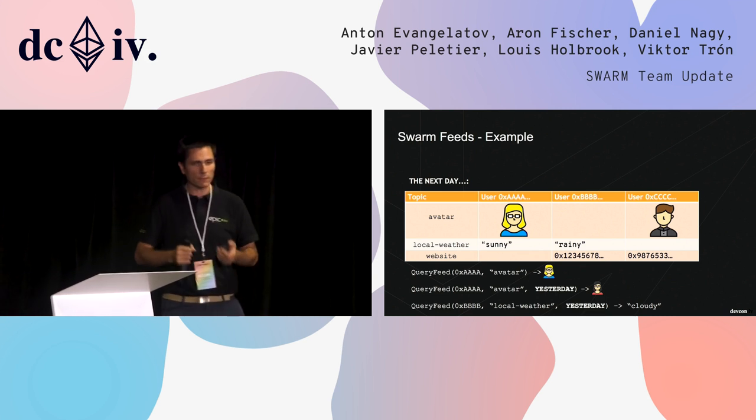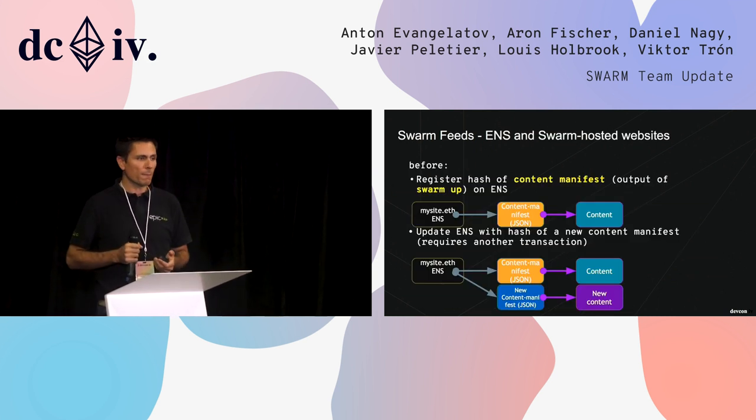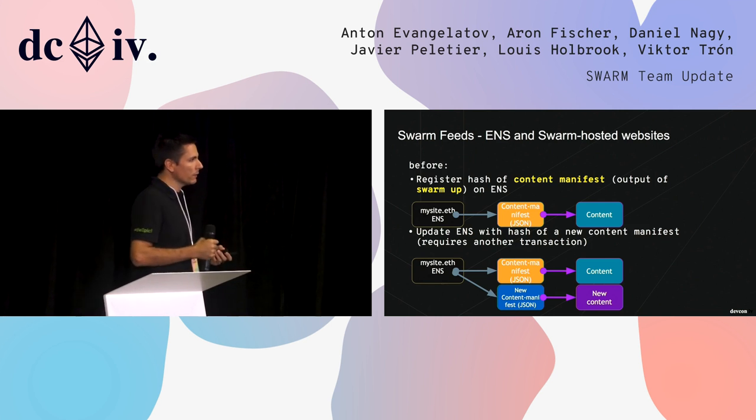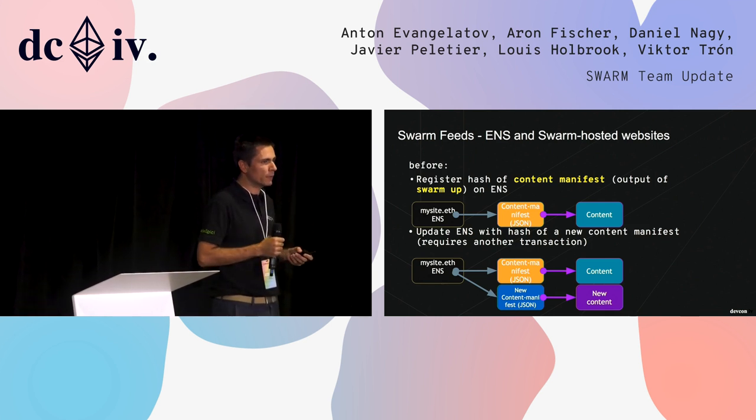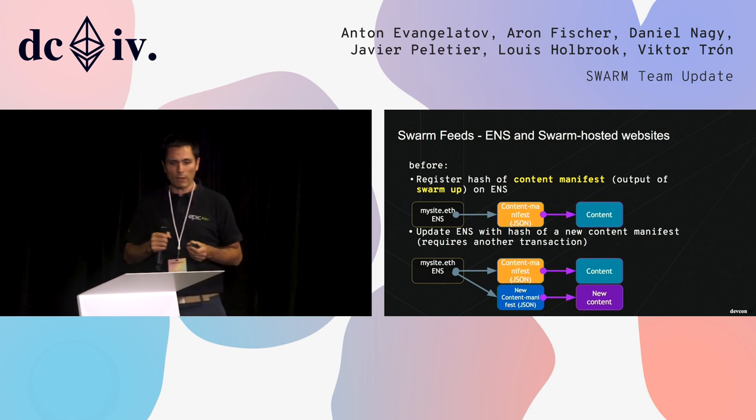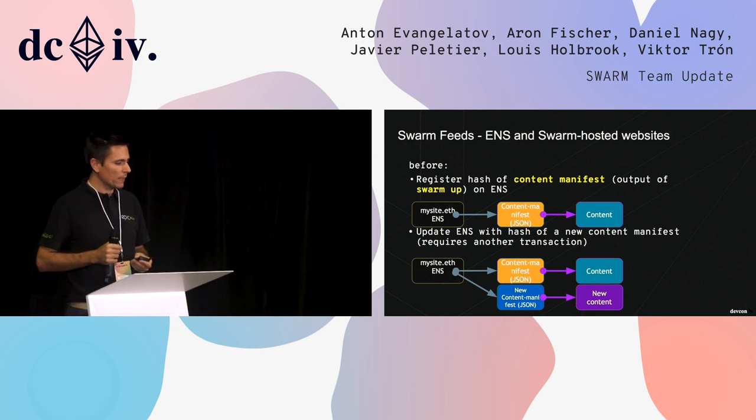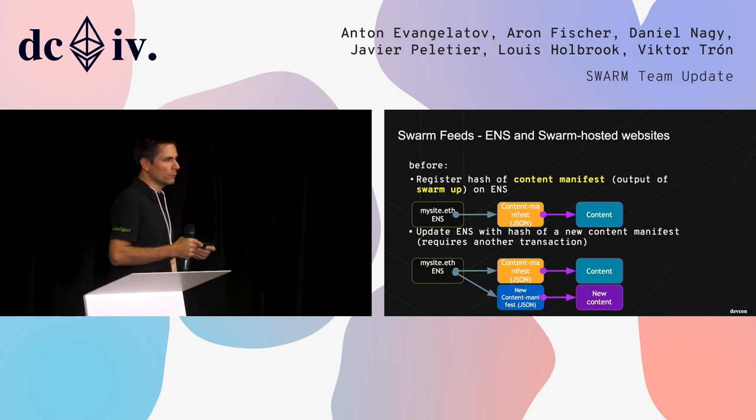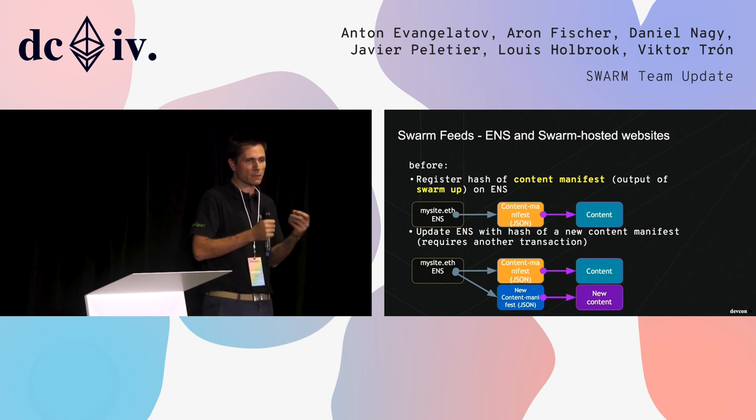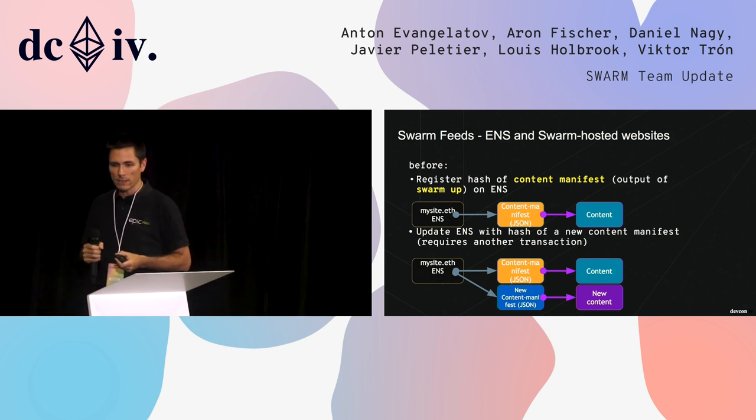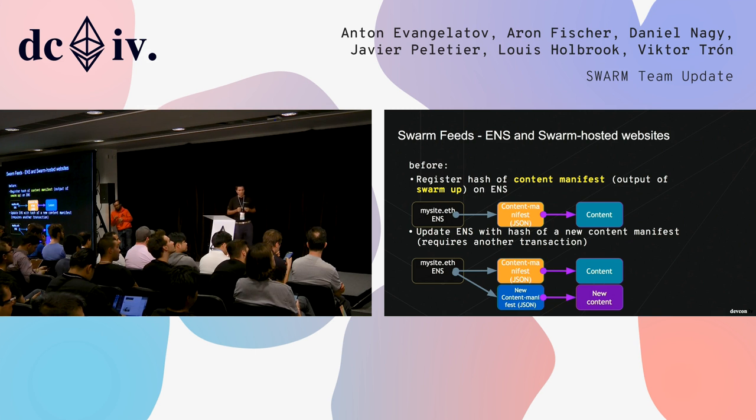So how would this work if we want to use this to publish a website? It's not the only application, but imagine that we want to use it to update a website. As of today, when we want to publish a website with ENS, what we have to do is upload the content to Swarm and get a hash out of that, and then we do an on-chain transaction to publish that hash, and that way everybody can reach the content by the name. But then the problem is that when we want to update the site, we need to publish the new hash, and that means going again to ENS and updating the content hash, which is another transaction cost.